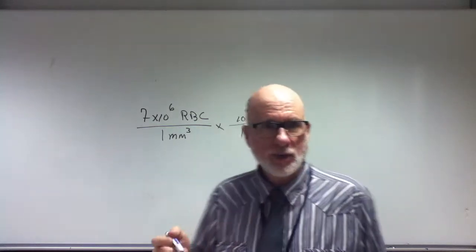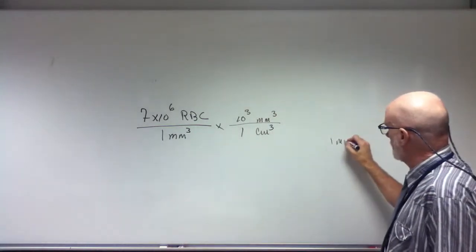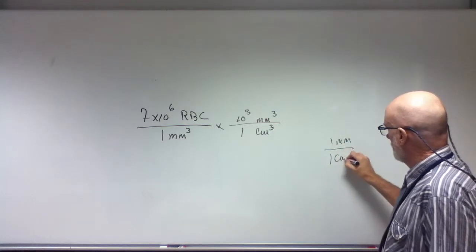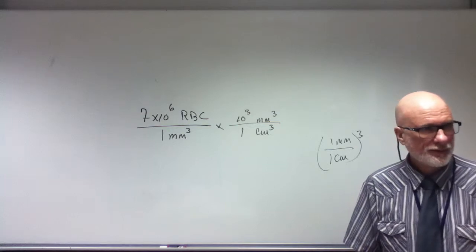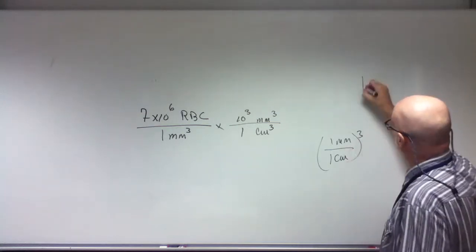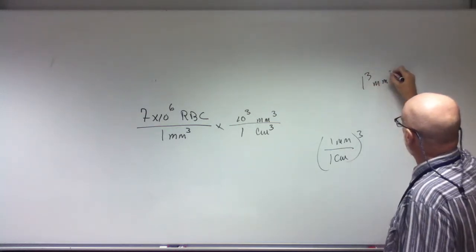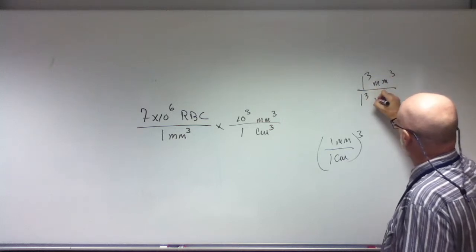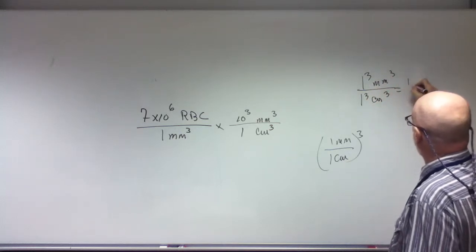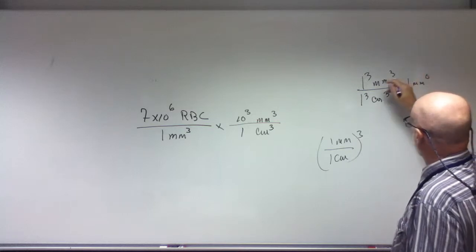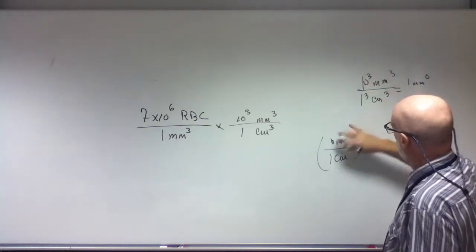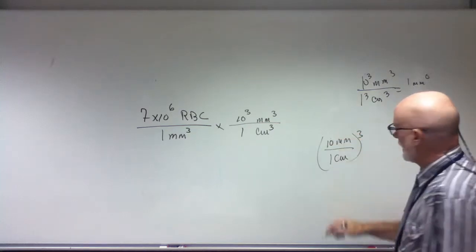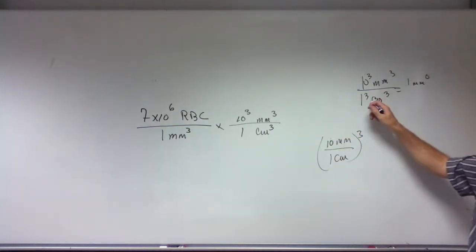Right? In other words, what I did was I said 1 millimeter over 1 centimeter, cube it. Correct? And then you distribute that. That means 1 cubed millimeter cubed over 1 cubed centimeter cubed equals 1 millimeter cubed. I'm sorry, 10. Right? So that means that that's cubed, that's cubed.